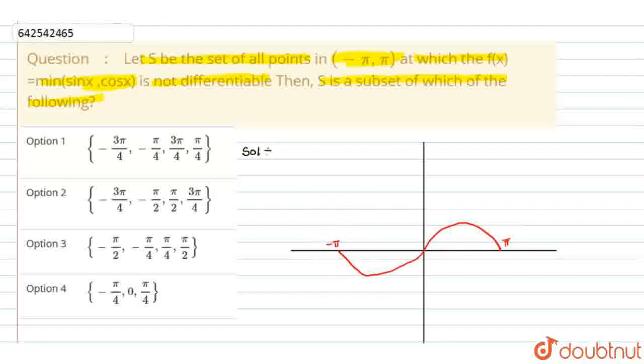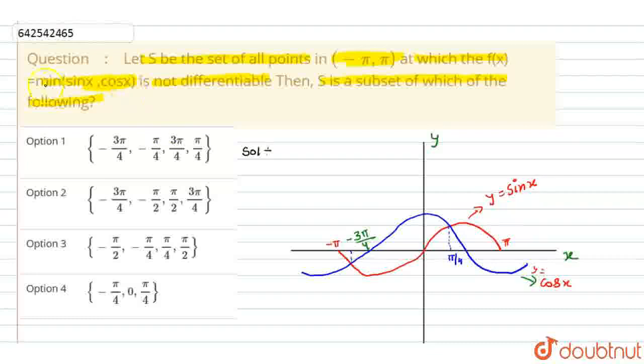Now we make the cos x graph. We also have to find the points of intersection between sin x and cos x. This value, we know, is π/4. Then going toward minus π, the other point of intersection is minus 3π/4. This is the y coordinate, this is the x coordinate. This graph is y = cos x, and this graph is y = sin x.